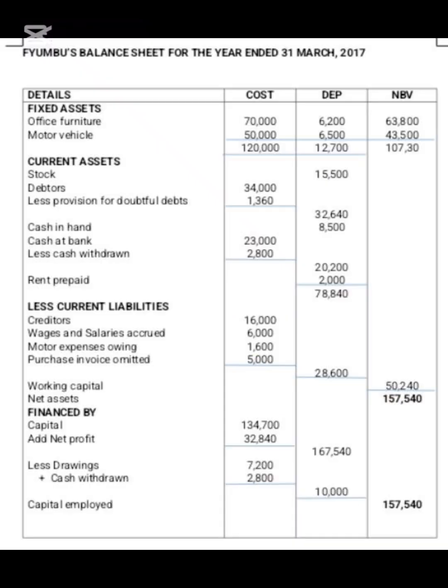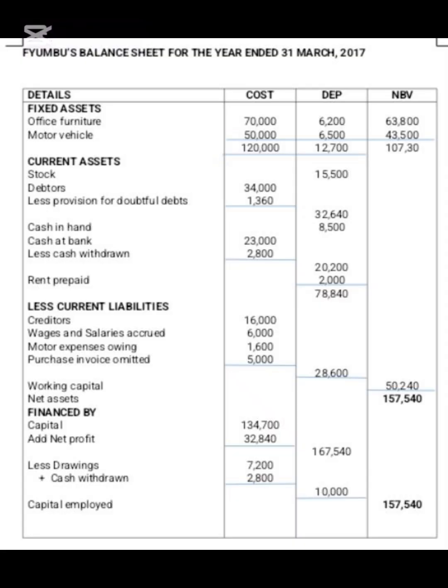Then now we go to the balance sheet. Fyombo's balance sheet for the year ended 31st March 2017. Like I said, do not forget the title. The title is most important here. It carries some marks. It helps examiners to know what they are expected to find in that table which you have written. So we have the cost, depreciation, and the net book value.